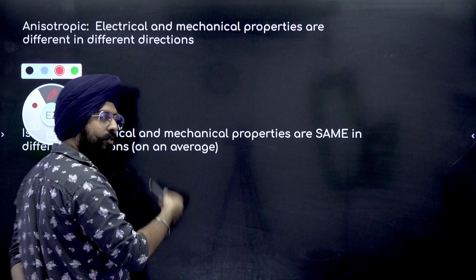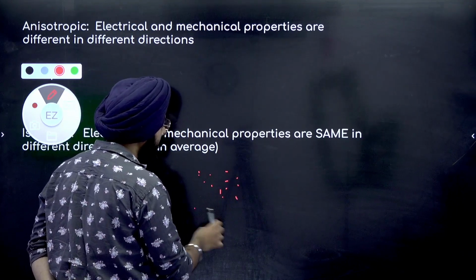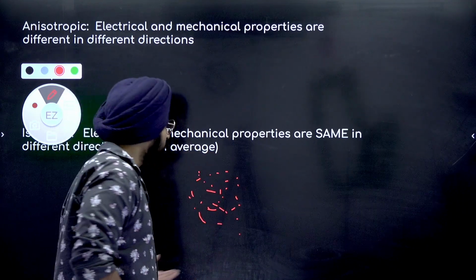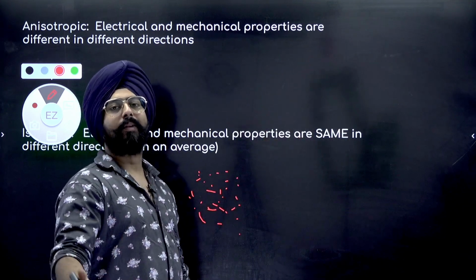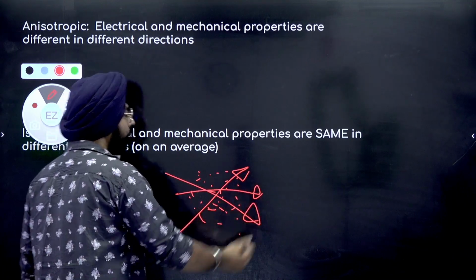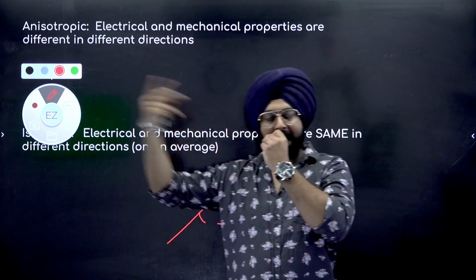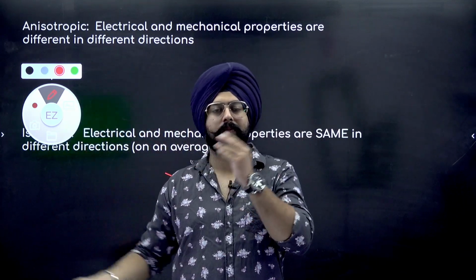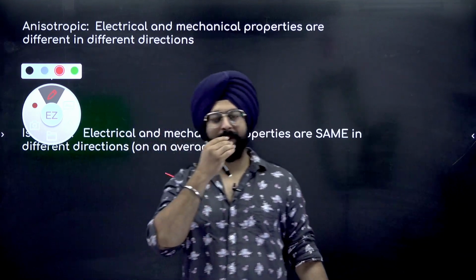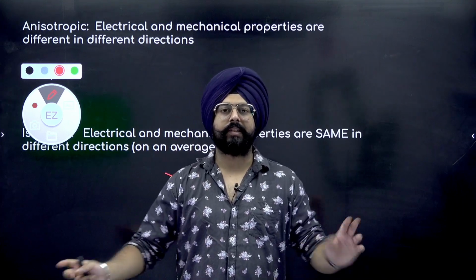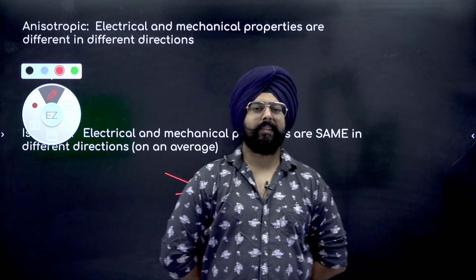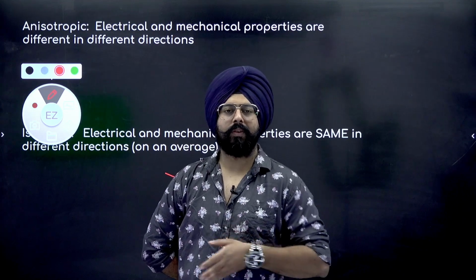What's happening in amorphous solids is that the arrangement is so random that no matter what direction you go in, you'll find the same amount of randomness. Okay, no matter whether you go in this direction or this direction or this direction, for every direction, overall, on an average, you will face the same amount of randomness. For example, if you are at a mela, you understand mela? A fair or a festival or whatever you want to call it. Carnival? I don't know.